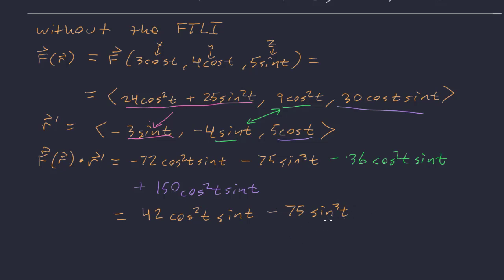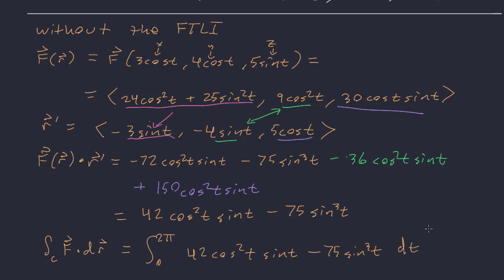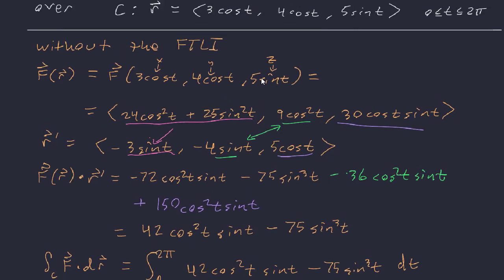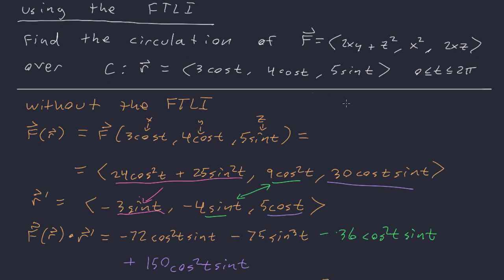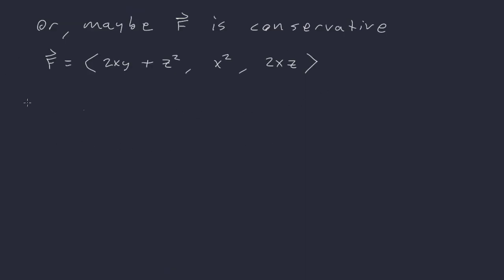So hopefully you can already start to see why this is going to be nasty. When we integrate this, the circulation of f dot dr is going to be the integral from 0 to 2 pi of 42 cosine squared t sine t minus 75 sine cubed t. Or, from the fundamental theorem of line integrals, I could check to see if f is conservative.